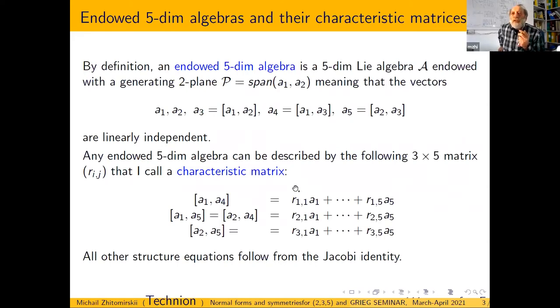So what do I mean by an endowed five-dimensional algebra? It is simply an algebra A endowed with a generating plane P, two-dimensional and generating. P is spanned by two vectors, and these five vectors must be linearly independent.